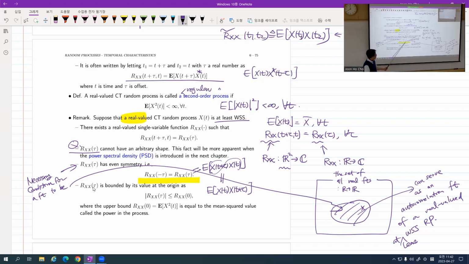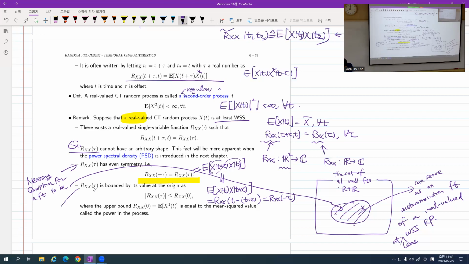Now, see the relation between this notation and that definition. Here, tau is nothing but the left argument minus right argument. So what does that mean? If we apply this notation, then this same quantity is R sub xx of t, which is the left argument, minus t plus tau, which is the right argument. Then what is this? R sub xx of negative tau. That's why we have the even symmetry. So the first necessary condition for a real-valued function to be a possible autocorrelation function is the even symmetry.